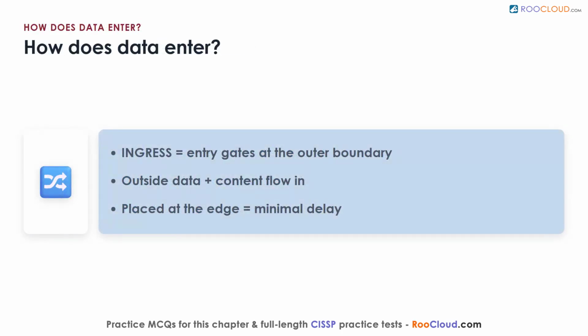How does data actually enter an edge network? Through ingress points. These are the entry gates positioned at the outer boundary of the infrastructure, where outside data and content flow in. Placing them at the edge lets incoming requests arrive with as little delay as possible. Picture the front doors of that neighborhood shop, sited right on the busy street so customers walk straight in rather than hunting for a hidden side entrance.